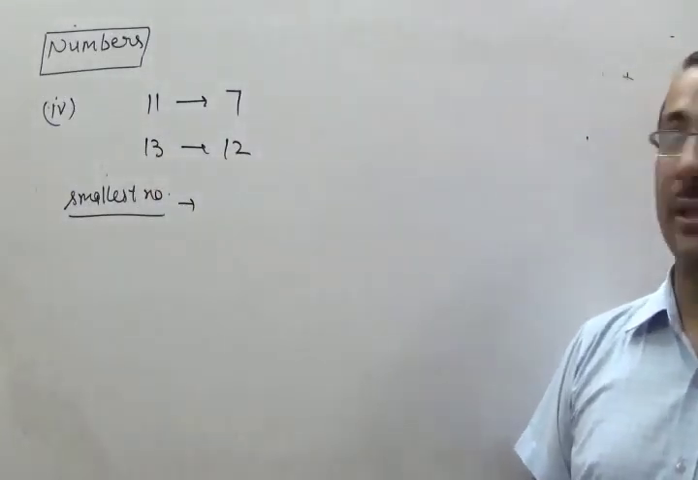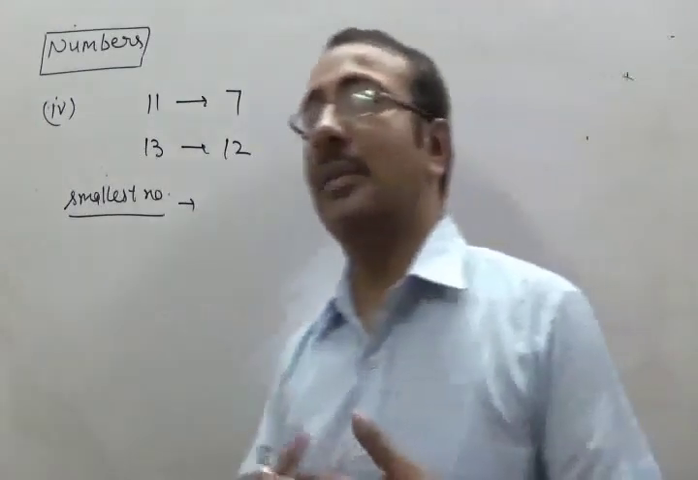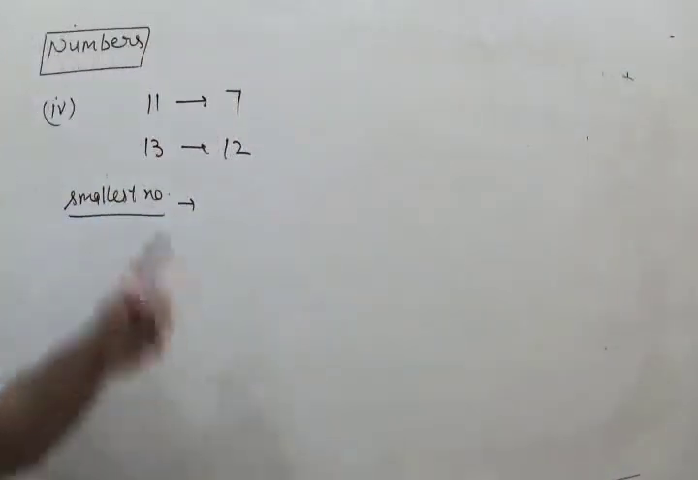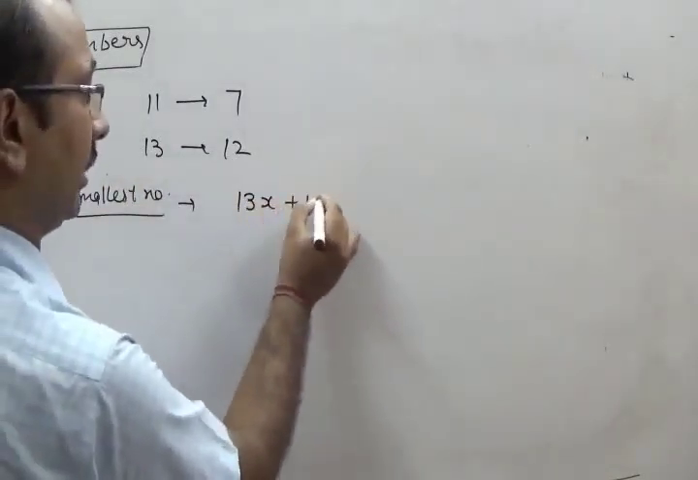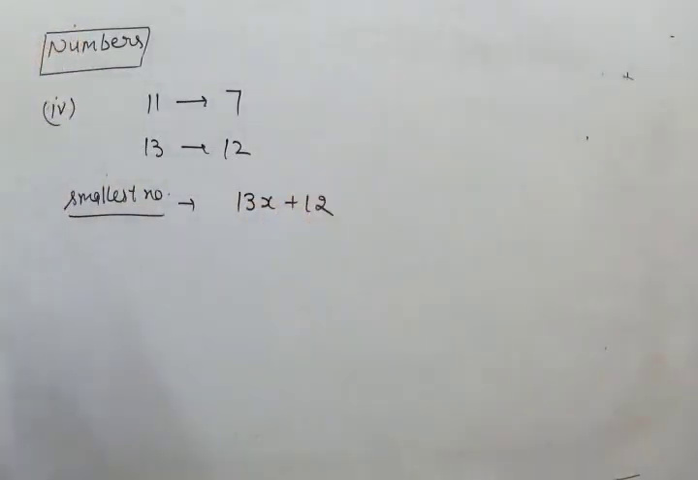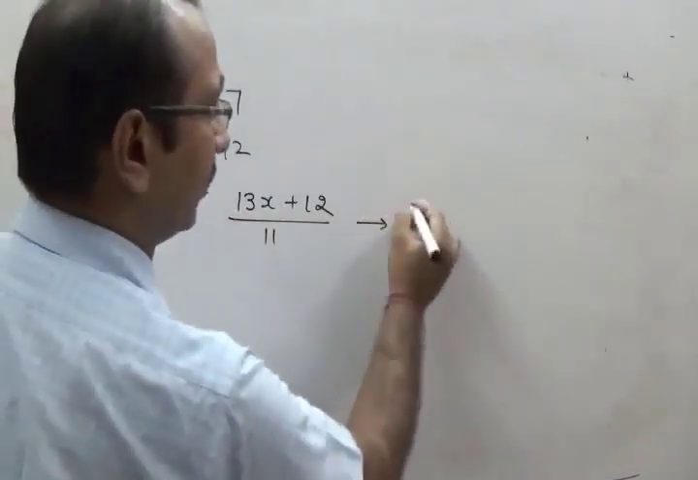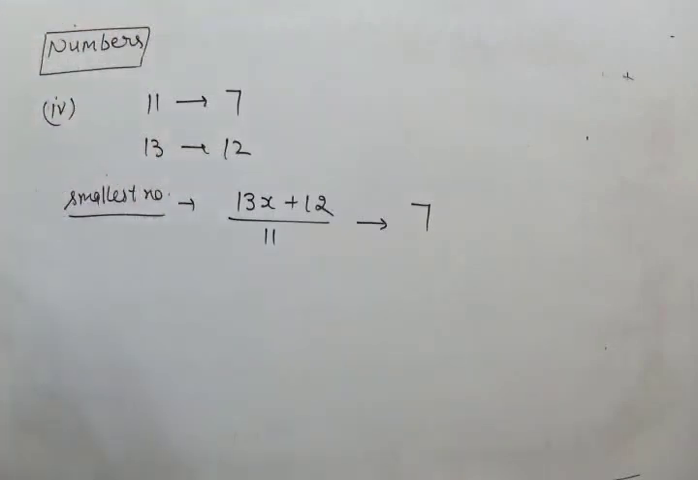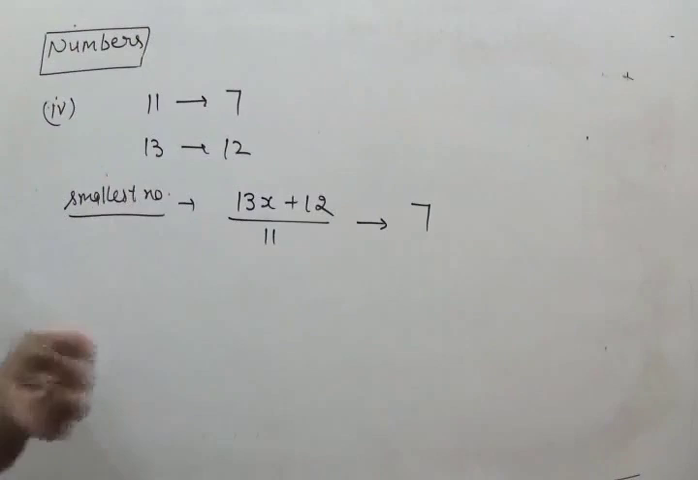Where the difference is not same, in these questions, what approach do we have to apply? We have to apply the generalized approach. You have to divide your number by 13, remainder is 12. Your general number could be taken as 13x plus 12. When you are dividing your number by 13 and remainder is 12, you may say your number is said to be 13x plus 12. Now you have to divide this number by 11 and the remainder that you require must be equal to 7.